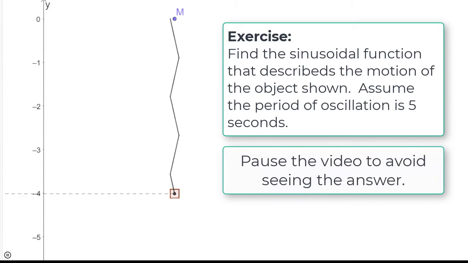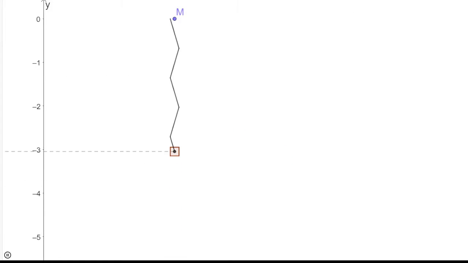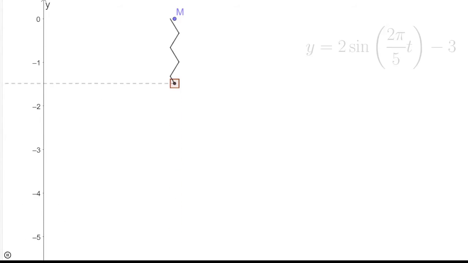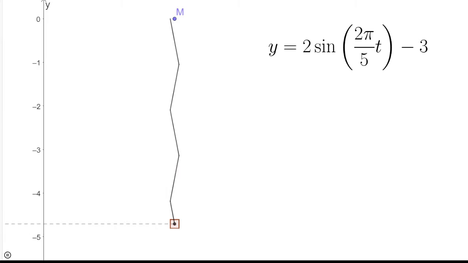And if you want to review that, you can look at one of my previous videos where I discuss sinusoidal models. But if you do that, what you'll get is the vertical displacement y is equal to 2 sine of (2 pi over 5)t minus 3. That's the model that describes this.